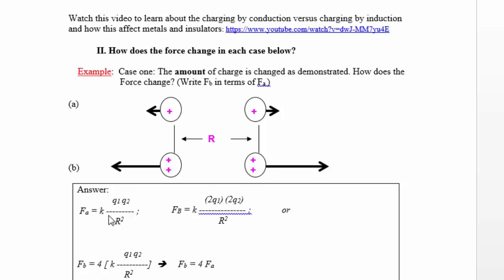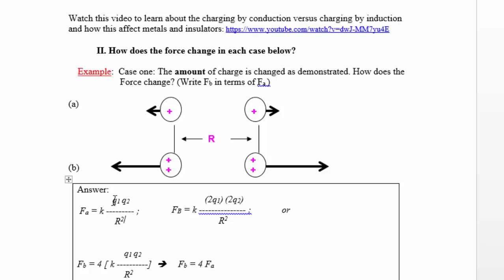Since k and the distance stayed the same, the distance is still r and the constant k is still k. The only change here is in the charges. So instead of q1, we'll write 2q1, where q1 is the charge in case A. And the same thing applies for the second charge, 2q2. So we have 2 times 2 here, which gives you 4, while the rest of the equation represents the force in case A. Hence, when we double both charges, the force will quadruple.